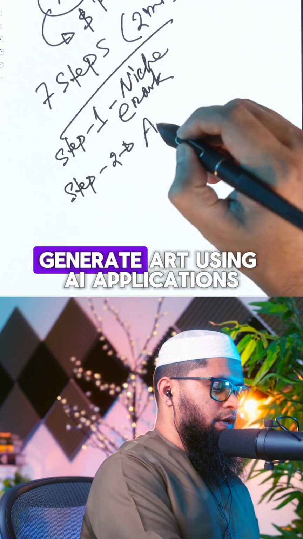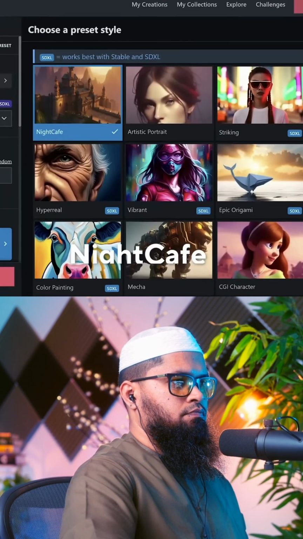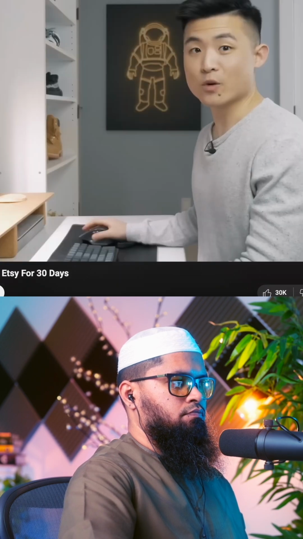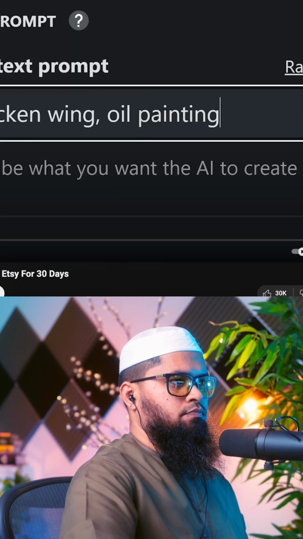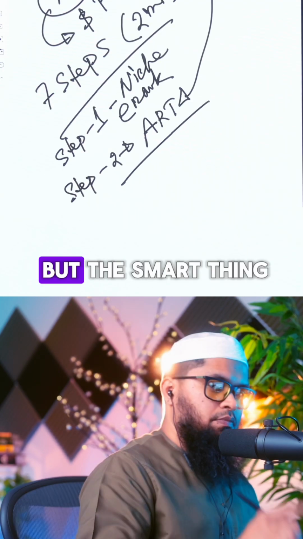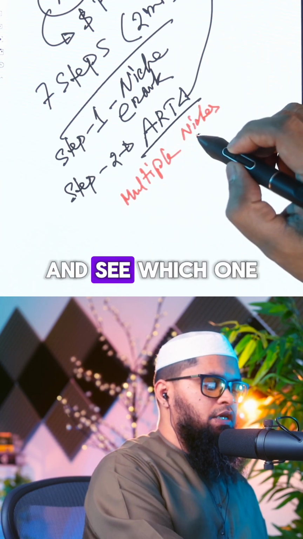Step 2, generate art using AI applications. The first step is to find an AI art generator. I'll be mainly using Midjourney, Night Cafe, and Stable Diffusion, which can generate unlimited images for free. Let's generate a chicken wing oil painting. That looks finger looking good. The plan is to sell my AI art. You got the point. But the smart thing to do is start with multiple niches and see which one sticks.